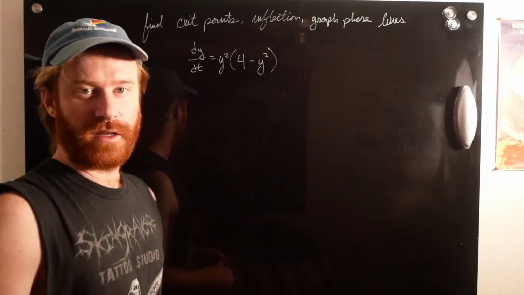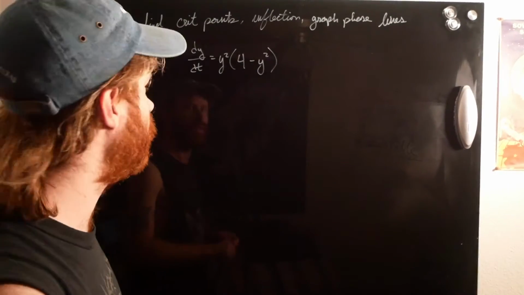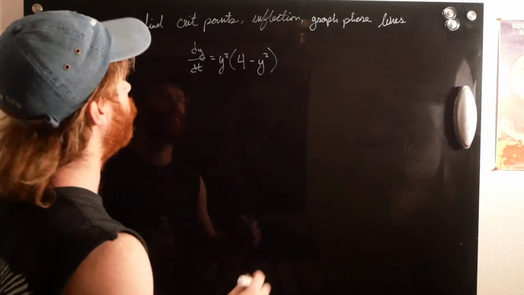Alright, y'all, I got another phase line video for you. So we're going to find all the critical points, inflection points. We're going to graph the phase line of this function right here: y prime equals y squared times (4 minus y squared).